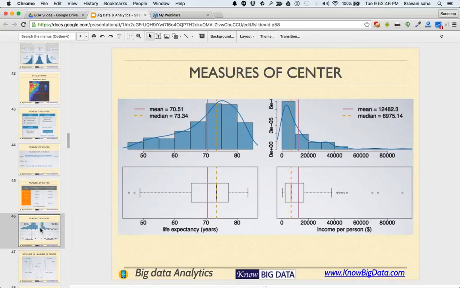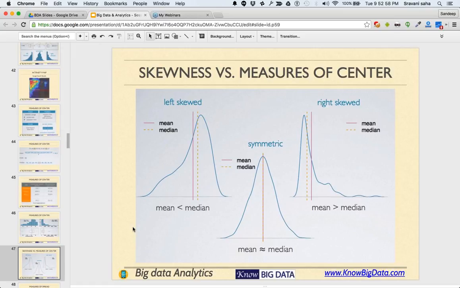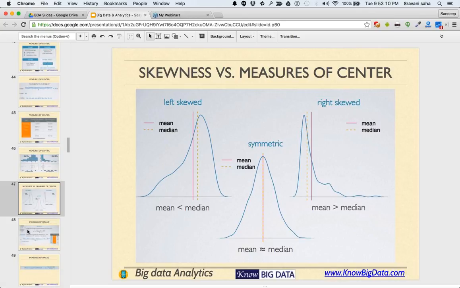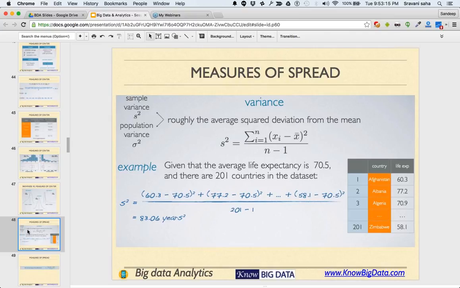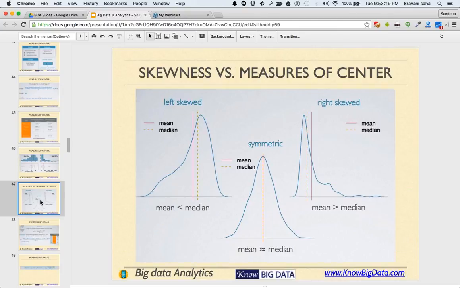Okay, and therefore generally when you have big enough data, you generally choose median over average. I'll show you why. You can see here in all these diagrams, the median is generally close to the peak. Okay, median is generally close to the peak as compared to the average.